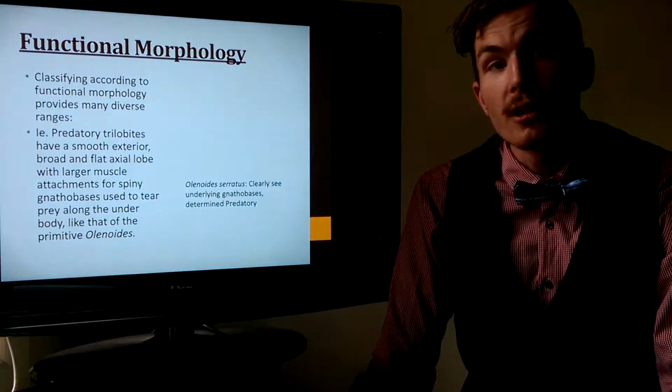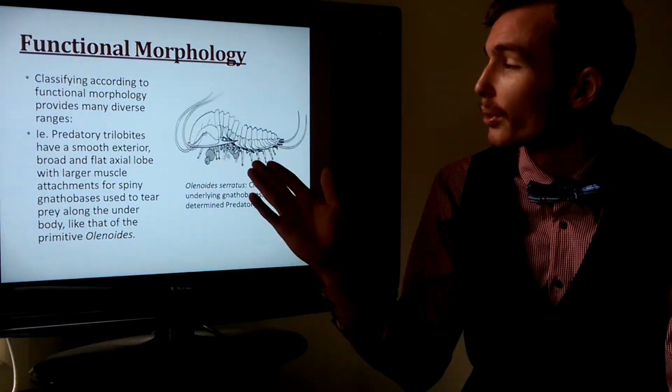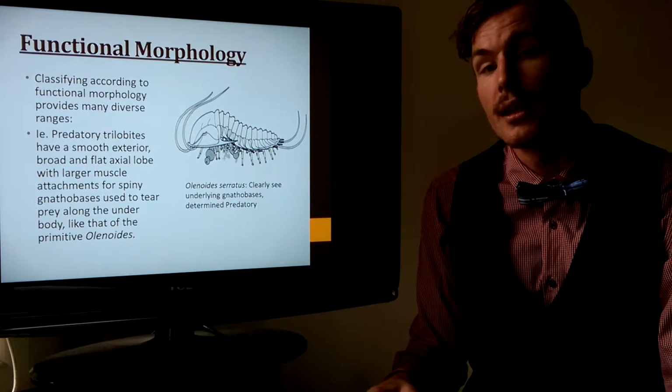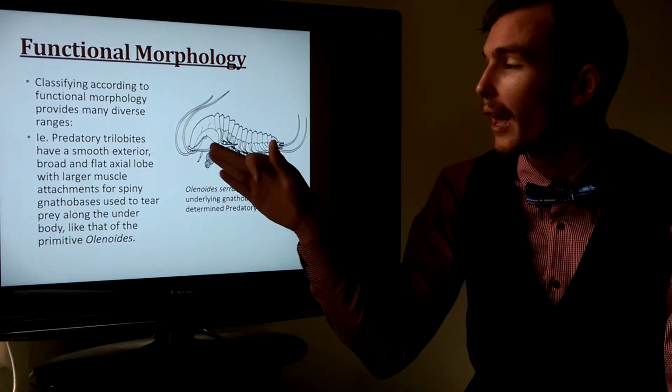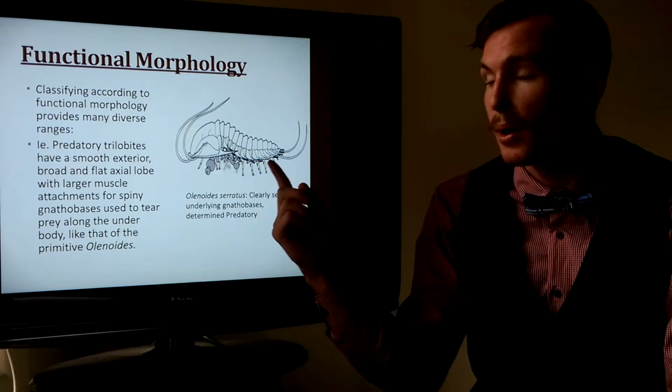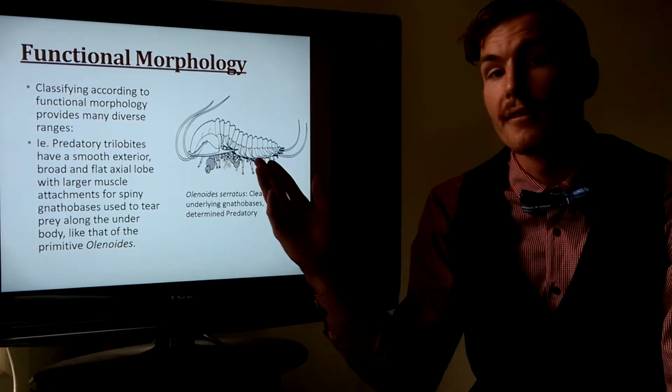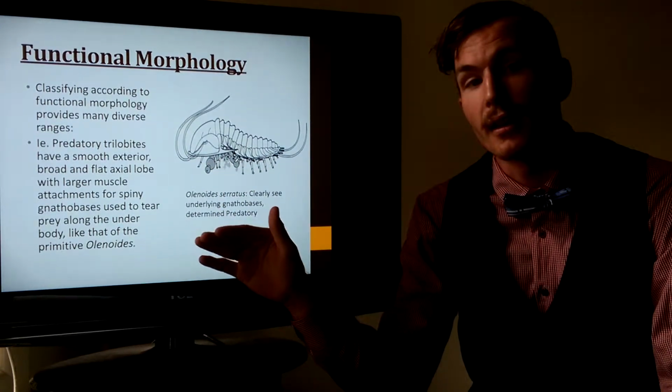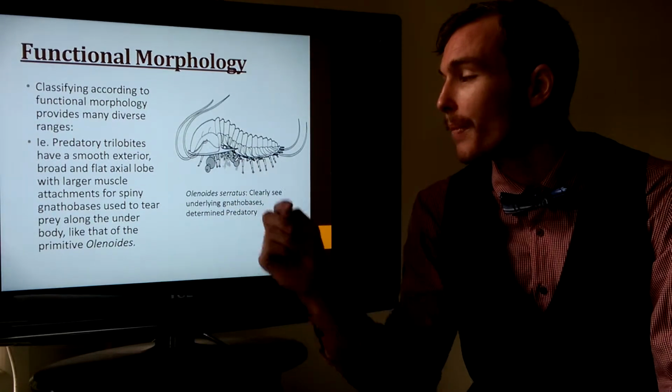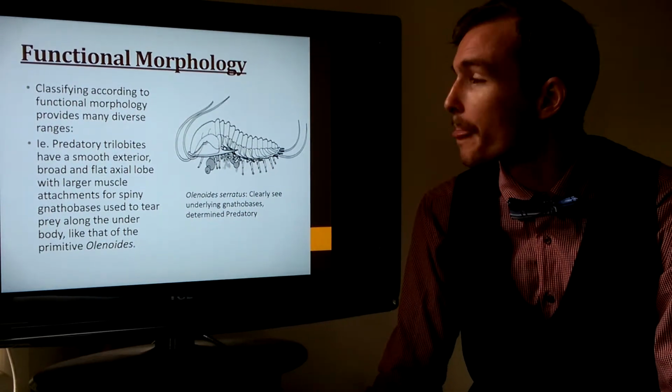In the functional morphology, we can see here an example of a predatory trilobite, the Olenoides serratus. It has a smooth, broad, flat axial lobe, as well as very spiny gnathobases along the underside of the body, with which they moved benthically along the floor to tear prey apart and ingest it that way.